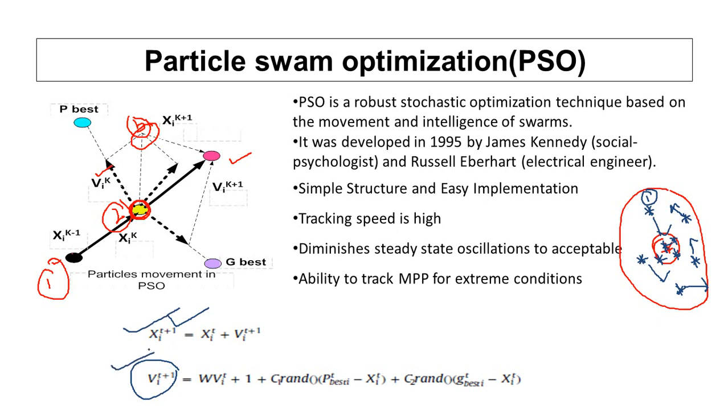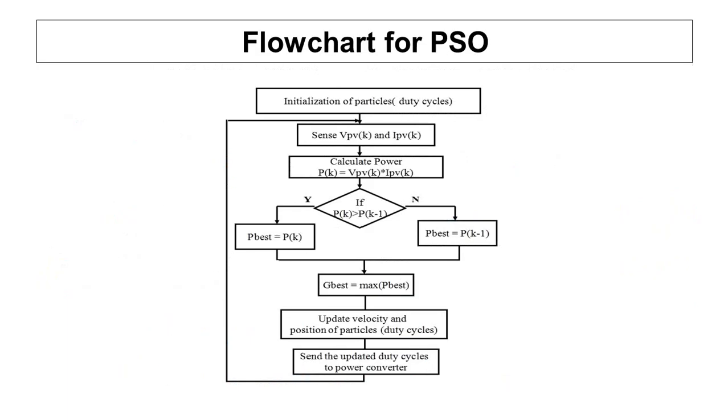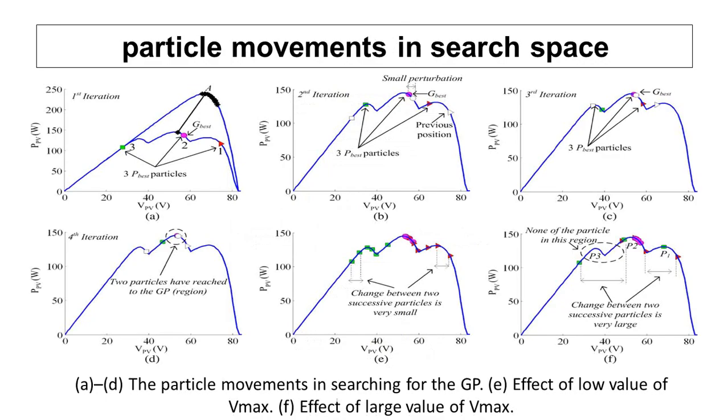This is a very important algorithm, developed by James Kennedy and Russell Eberhart. They made a very good study on this particle swarm optimization. It is always preferred for its very high tracking speed: within 5 to 10 iterations, they are able to catch the global vicinity range, the global solutions. So let me explain how this is helpful in our maximum power point tracking. This is the algorithm, but anyway I will show you how it works.